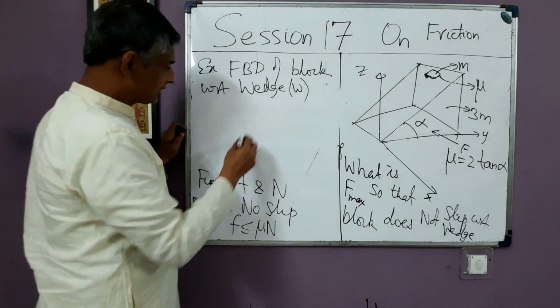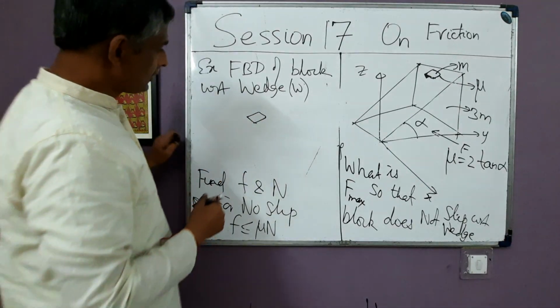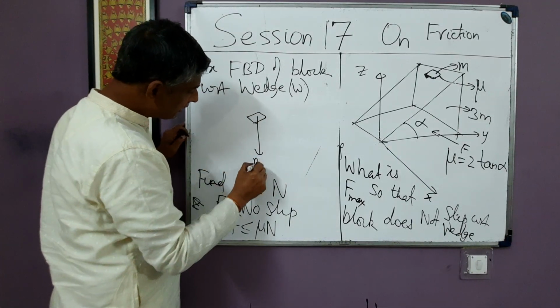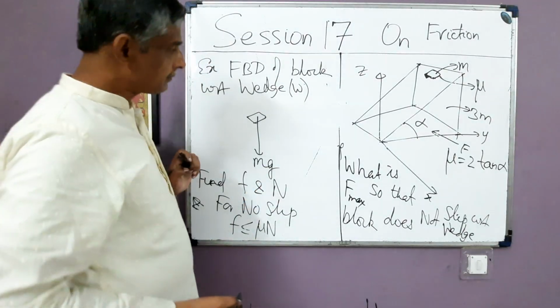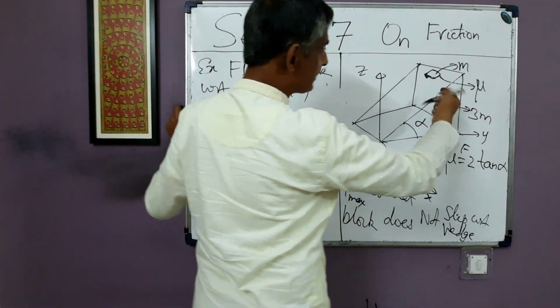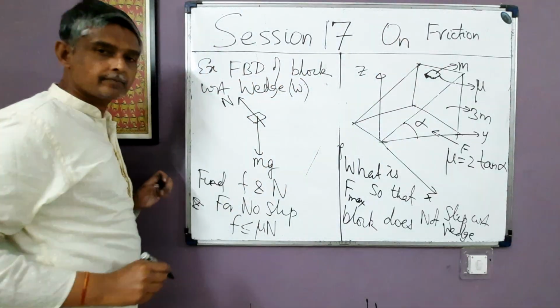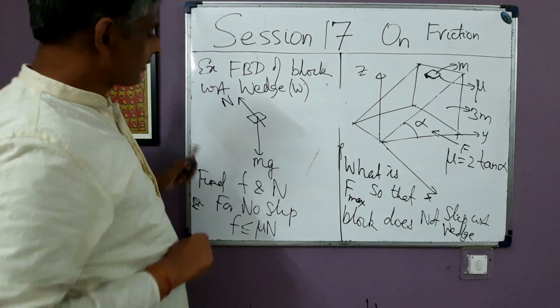So I'll take the block here and draw its FBD in three dimensions. One force is its weight mg in the downward direction. That's the real force. Then there will be a normal force N on the block due to the wedge incline, which will be normal to the wedge incline, something like this.